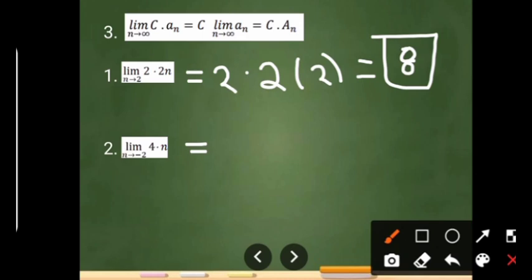For number 2 example, limit 4 times n as n approaches negative 2. So 4 times, substitute the value of n, which is negative 2. The answer is negative 8. So that is our answer. Now, we're done with our third property.